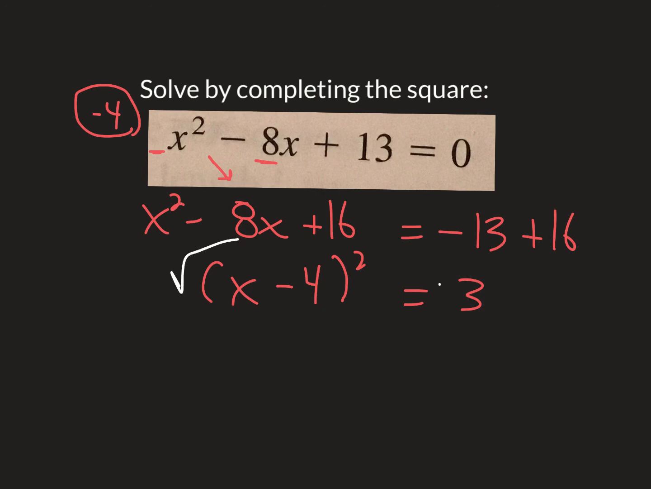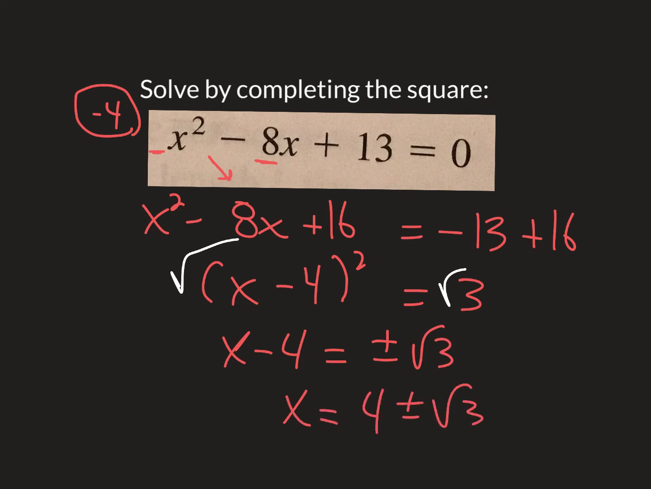All right, now I'm back where I was on the last slide. I'm going to take the square root. I'm going to do the square root method like I did last time. And on the left-hand side, the square goes away. On the right-hand side, don't forget your plus or minus. Move the 4 to the other side. 4 plus or minus square root of 3. Got it. Done. Great job.